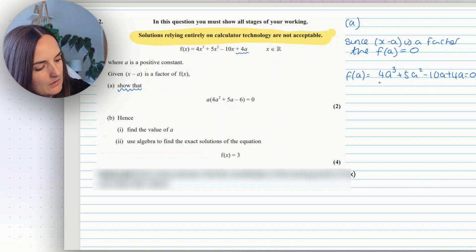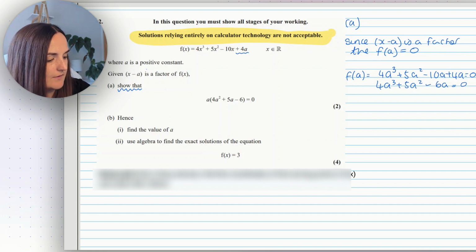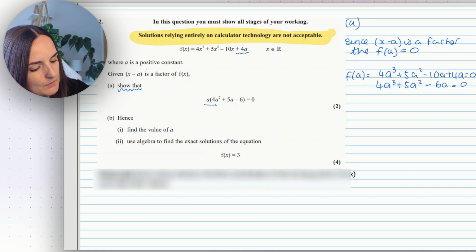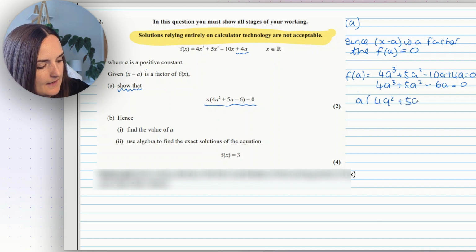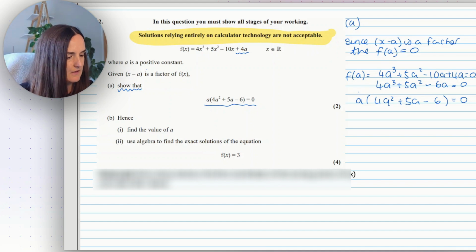So here, the last bit before we do anything else needs to be simplified because we've got 2 terms in a. So minus 10a plus 4a is minus 6a, equals 0. And then we see it wants it in this format. So it's saying basically take out the a. If we take out the a, we've got 4a squared plus 5a minus 6 equals 0. And we've got what they asked us to prove. So we finished the question there.